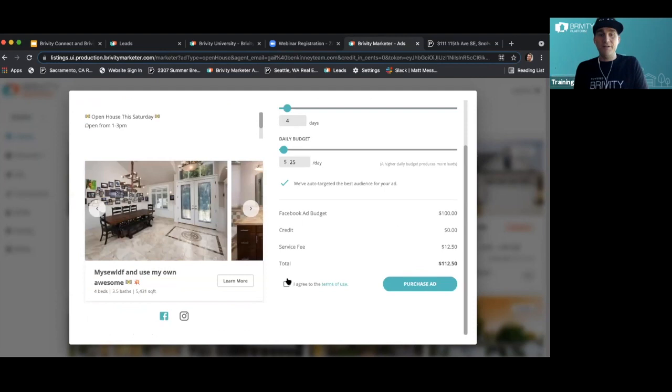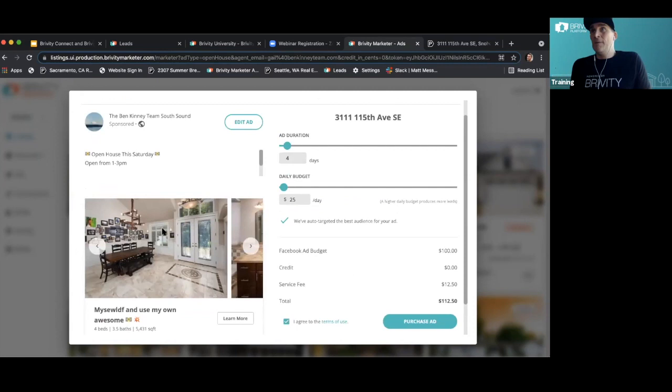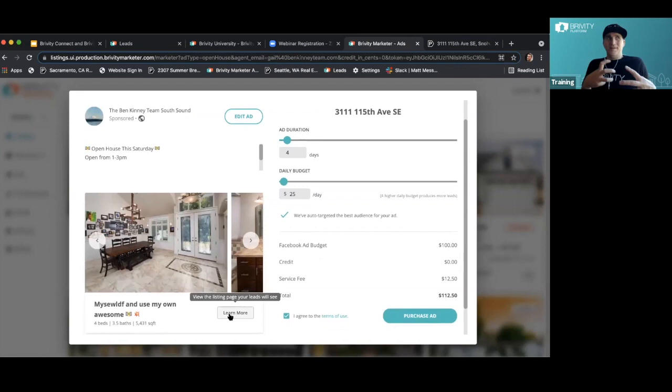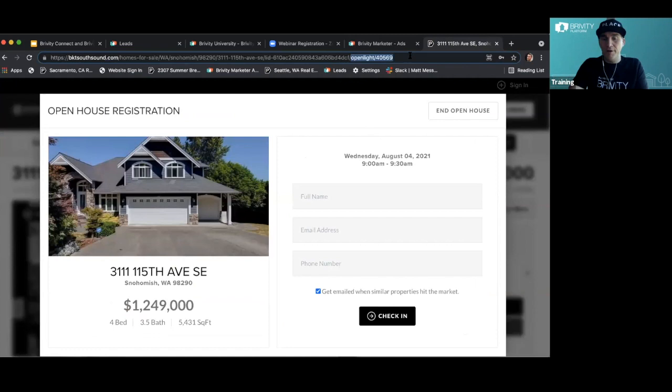Now, when this ad gets out there and starts running, Shannon, what will happen is when they click this learn more button, we're going to use the Facebook form, which means their information is already populated. And it's going to be like, yep, that's me. And then they'll drop over on your website just like this. Let me get off of this open house form here. They drop right on this property, and they would be logged in already.